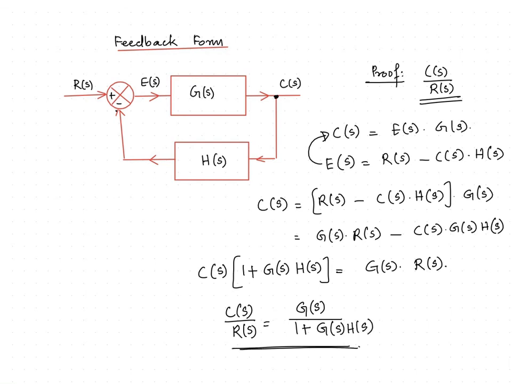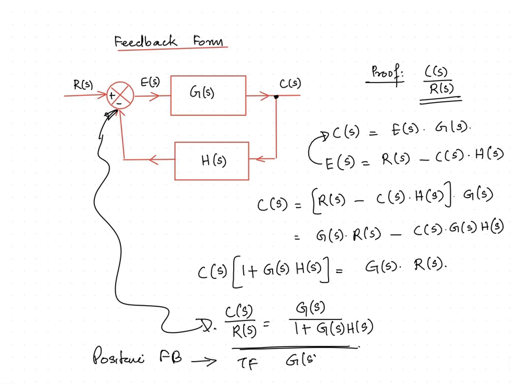Here we can see that we have a negative feedback. So the negative feedback results in a transfer function like this. If we have a positive feedback, the transfer function would be G(S) divided by [1 minus G(S) into H(S)].